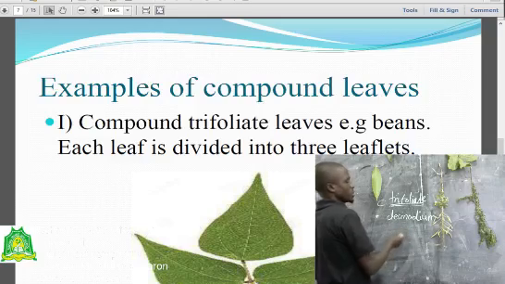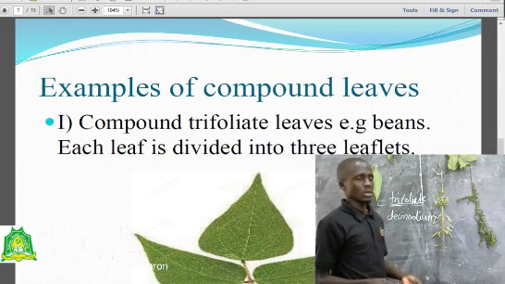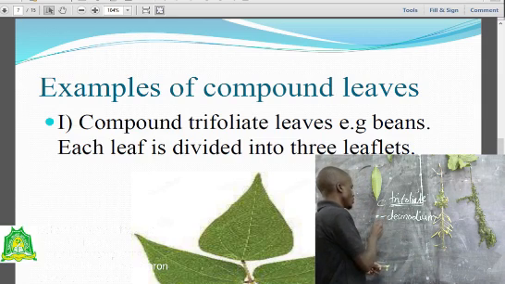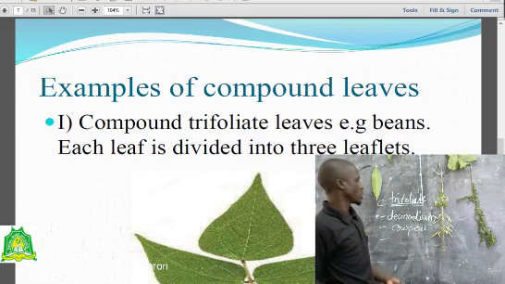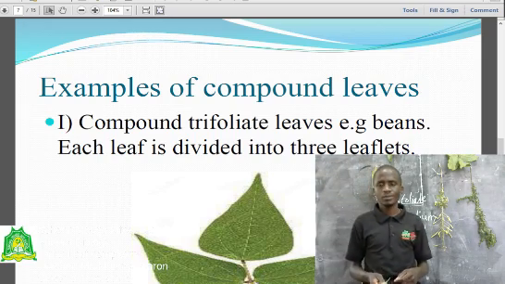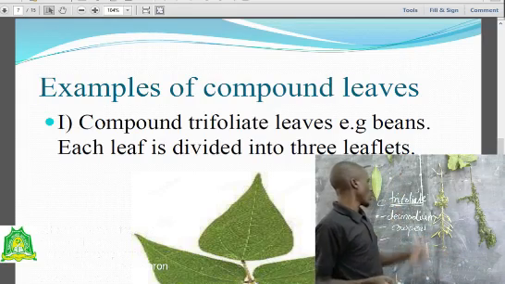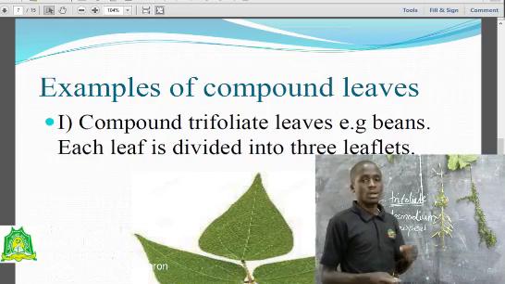Desmodium, we have very many types of desmodium. We have green leaf desmodium, silver leaf desmodium. We have cowpeas, those legumes. Most of them have this kind of leaf complexity, what we call the compound trifoliate, where the leaf lamina is divided into 3 leaflets.